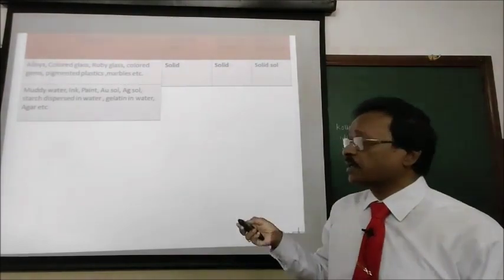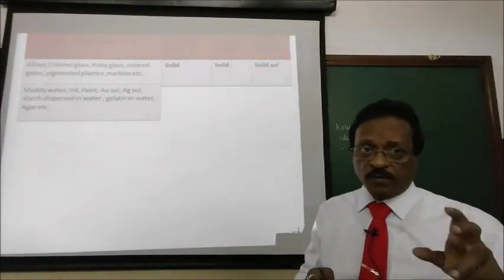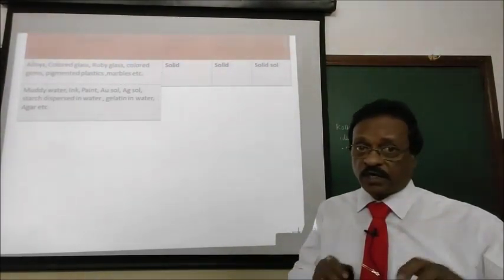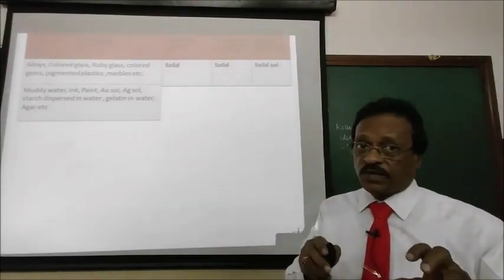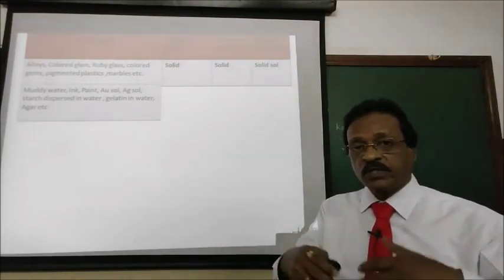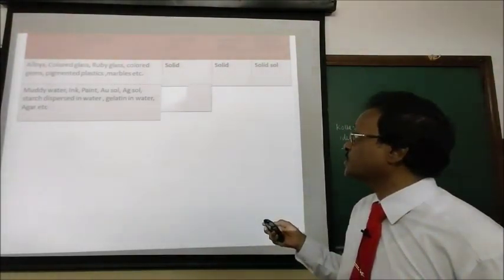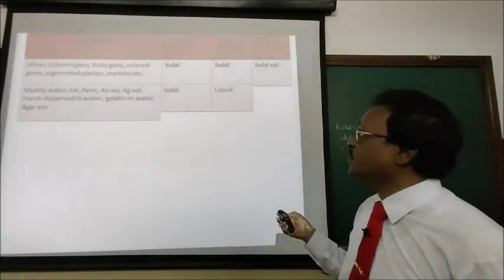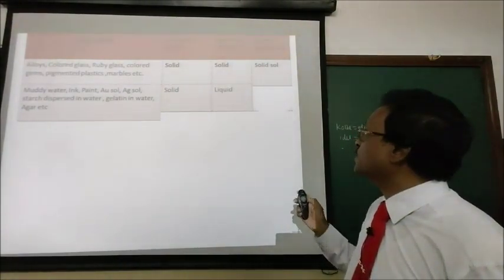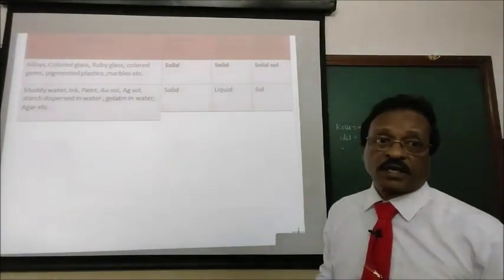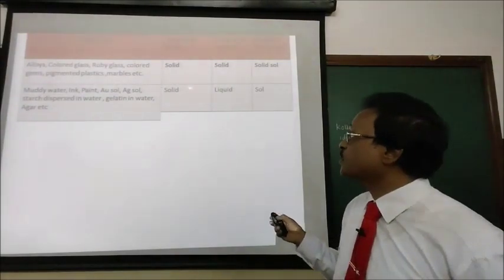Muddy water contains solid mud particles dispersed in colloidal form. Solid is the dispersed phase. They are dispersed in the water, which is liquid. So in this, the solid is the dispersed phase and the liquid is the dispersion medium. It is called by the name sol. Sol is the general name for solid dispersed in liquid, as in muddy water.